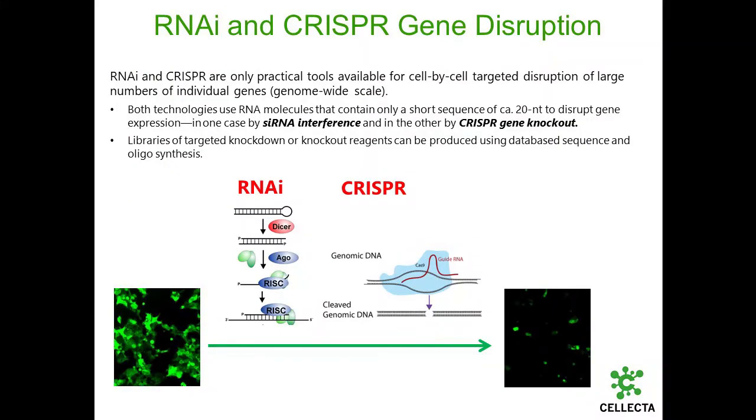RNAi and CRISPR are really the only 2 technologies that enable this sort of gene disruption to be done on a whole genome level. With both of these approaches, you can design a small RNA molecule, shRNA or short hairpin RNA for RNAi, or sgRNA for CRISPR, that can be used to target genes across the genome, and you can then introduce a library of these into a population of cells and disrupt or otherwise perturb different individual targets in different cells across the population and look at the results.